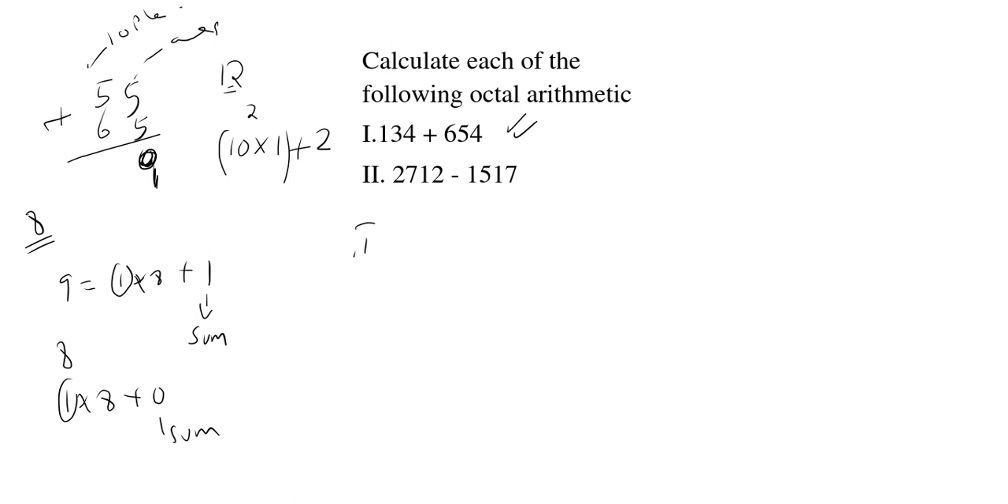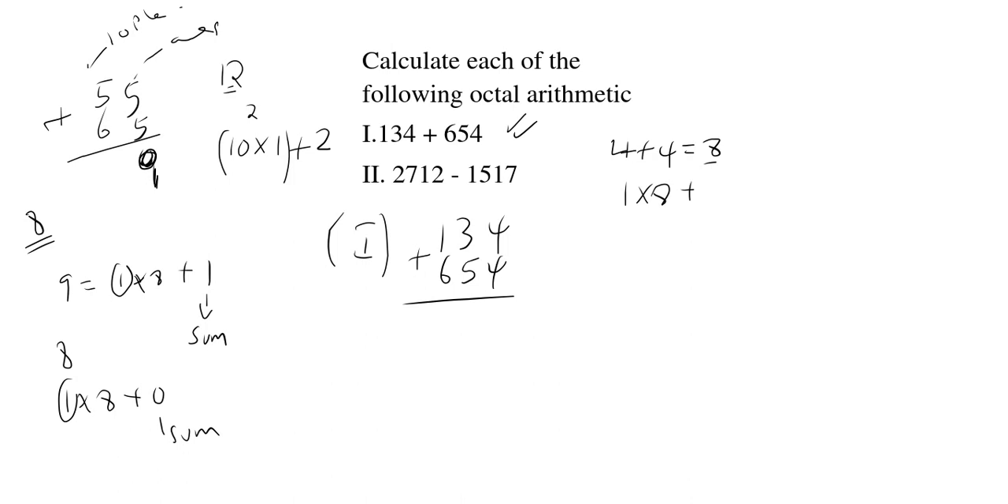So let's look at what we are saying. This is 134, and this is 654. We are adding, and this is base 8. So 4 plus 4, we get 8. And we are dealing with base 8, so this 8 can be written as 1 times 8 plus 0. The 0 becomes the sum, and the 1 becomes the carry. I want you to compare with the normal addition: when we get 10, we write 0 carry 1.